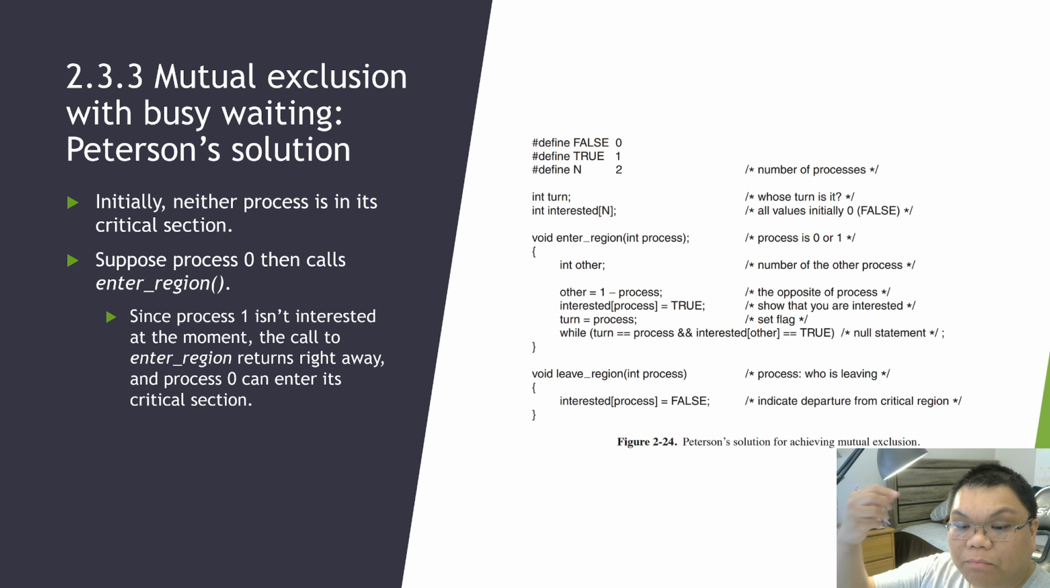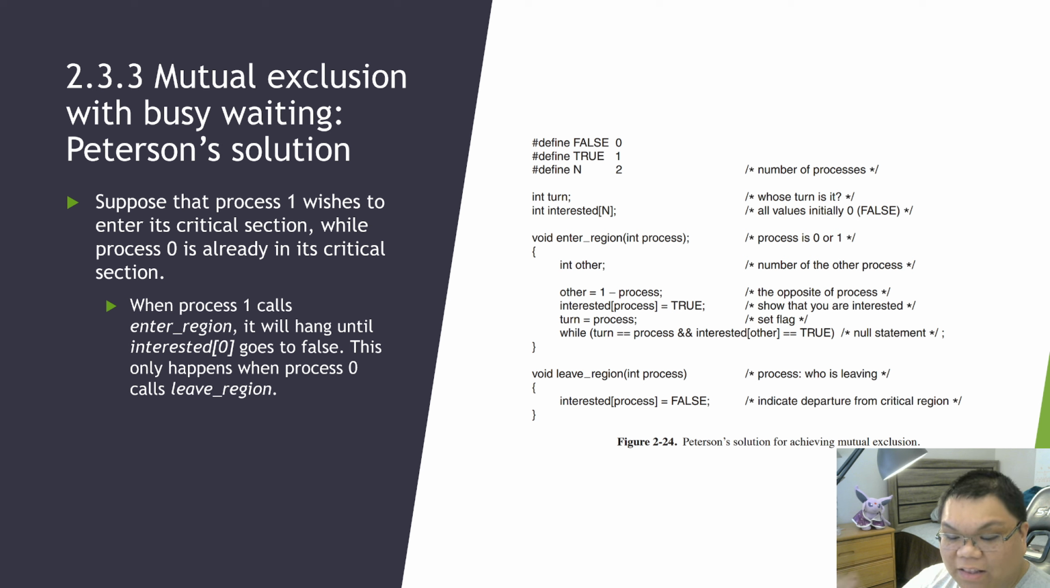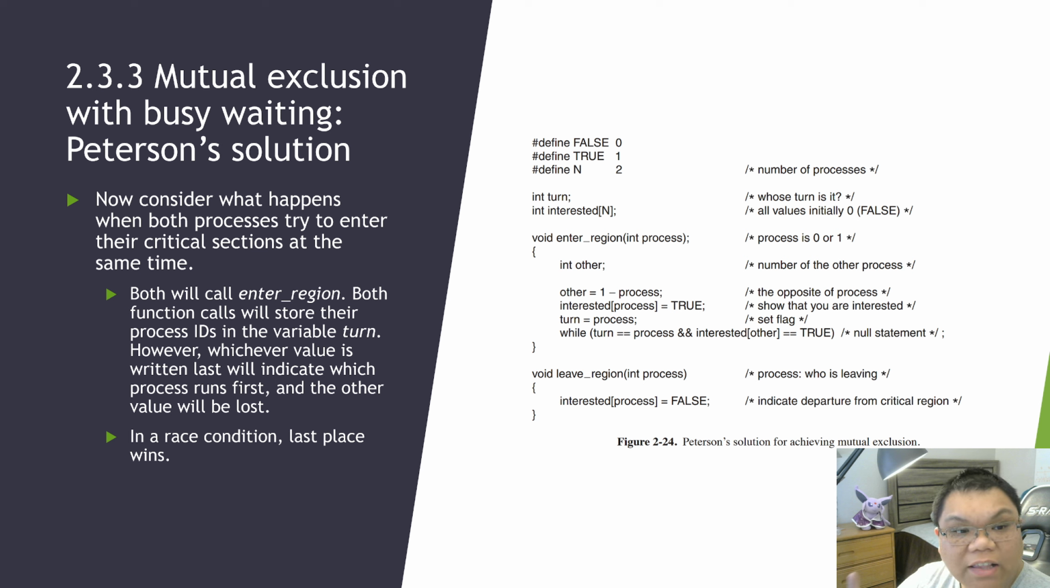No other processes are running. Process 0 is free to enter its critical section. Process 1 then wishes to enter its critical section, while process 0 is already in its critical section. Basically what happens is, process 1 is going to hang until process 0 leaves. In the case that both processes try to enter their critical sections at the same time, whoever prevails is the one who made their modifications last. So that's what's meant by last place wins.